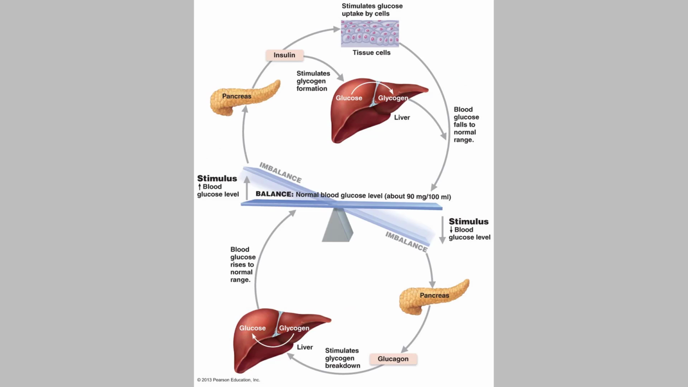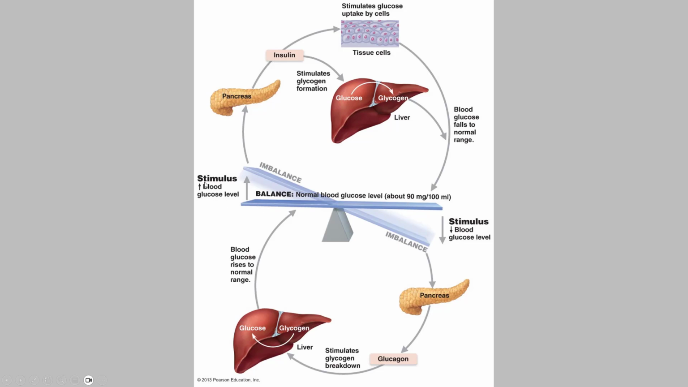Now let's take a look at this. This should look very familiar. This is that negative feedback loop that we were talking about. Very similar to the shivering or the sweating from back in chapter 1. But here we're looking at glucose levels. And right in the middle, there's our seesaw, our teeter-totter, that shows normal blood glucose levels, about 90 milligrams per 100 milliliters of blood. What happens if it gets a little bit too high, or what happens if it gets a little bit too low? Because even though this is the normal, we're constantly teeter-tottering back and forth between the two.